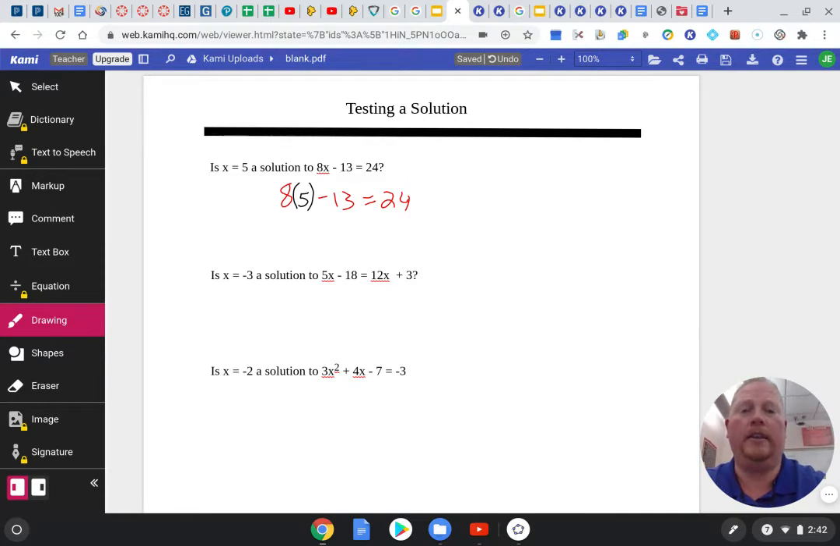So now I can go ahead and do my little PEMDAS thing. I've got 8 times 5 minus 13, so that's 40 minus 13. So 40 minus 13 is 27. But on the other side of the equation, I've got 24. So that is a false equation. So therefore, x is not a solution.